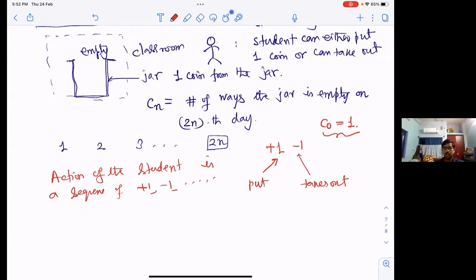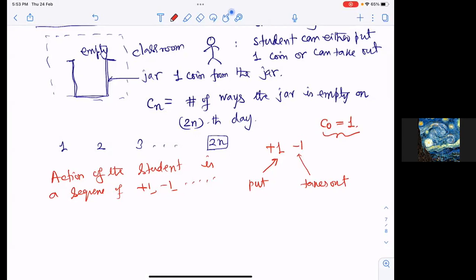Here we have +1 and -1. It sums to n. So we just permute them. The number of permutations corresponds to the number of ways that can happen. But that is not correct, right? Because in that case, you can, for example, start with a -1, or you can run into the trouble that the jar has become negative, which has no meaning. Yes, the simple permutation will not work.